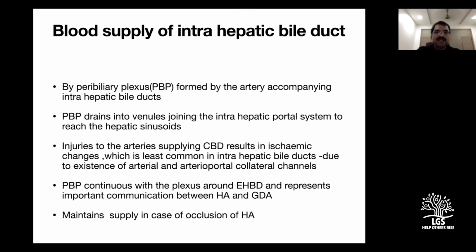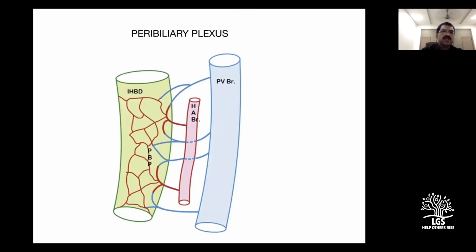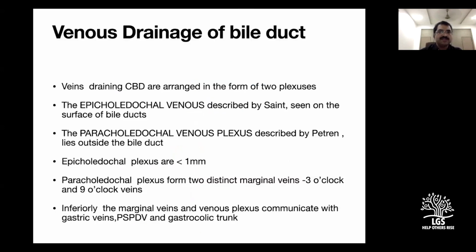Though the oxygen supply is less, they may maintain the arterial and venous flow to the intrahepatic biliary tree. So this intrahepatic peribiliary plexus continues with the plexus around the extrahepatic bile duct, and it represents an important communication between the hepatic artery and gastroduodenal artery. So at the time of need, this arcade or this plexus also supplies the liver parenchyma and the intrahepatic artery. So this is the peribiliary plexus which I was mentioning. You can see the hepatic artery. There is connection between these branches with the portal venular branches.